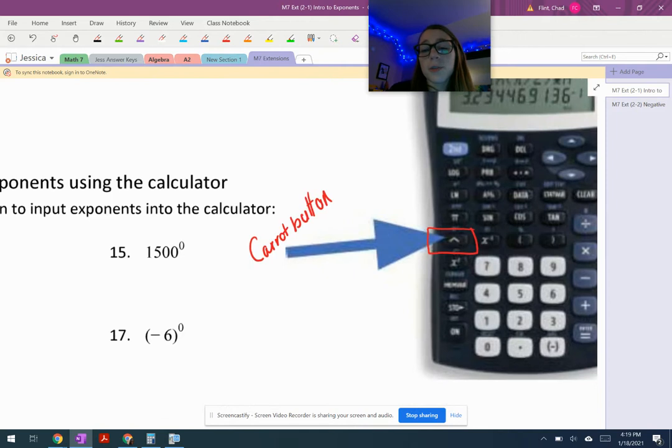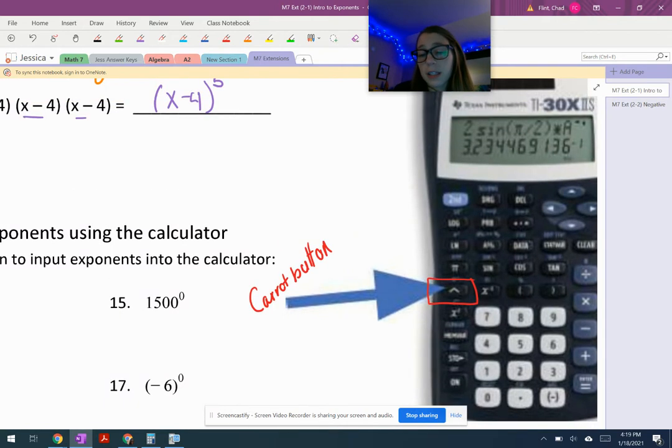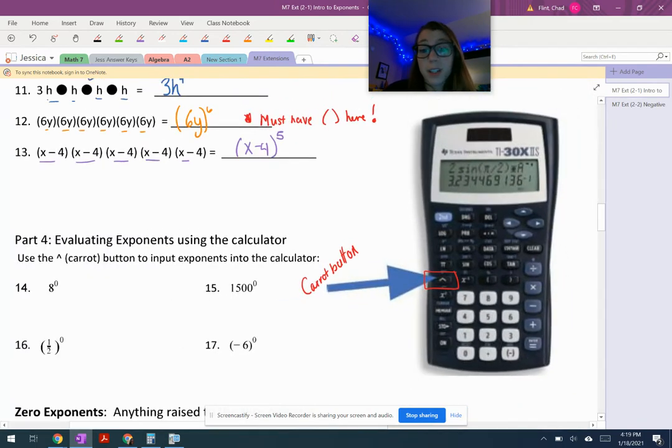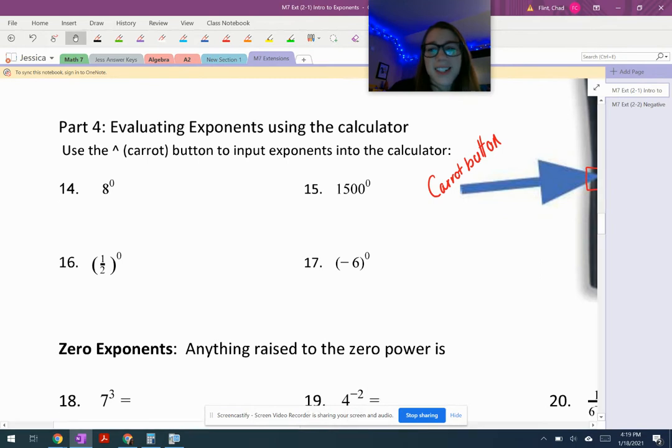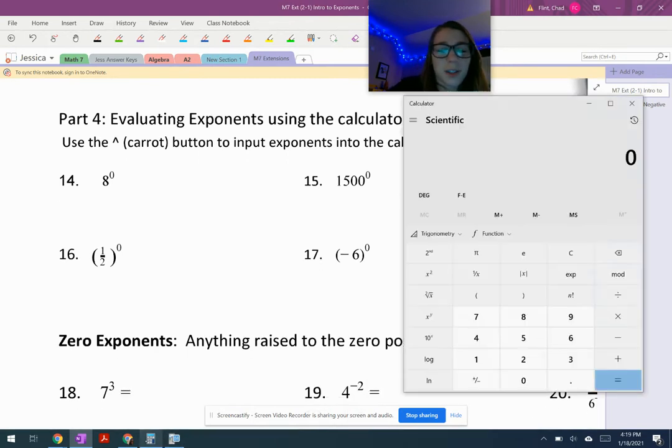So the button you're going to be using for exponents here is this little kind of like arrow up button, which is called the caret button in math terms. So when I refer to the caret button, it's that button. A little bit different if you're looking at calculators on the computer, so just be careful with that.